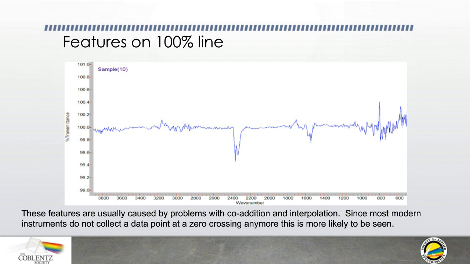If you start to see features on your 100% line, typically this means that you really have a problem with the instrument. In this particular case, there was a problem with the instrument and the electronics where co-addition, that is adding together each scan in order to get your data file, was not working properly. And interpolation, which is putting in data points throughout the file, which is a standard practice for FTIR, was not working right. So what you were starting to see was some features on the spectrum that don't belong there, and this was basically indicative of the instrument being broken.